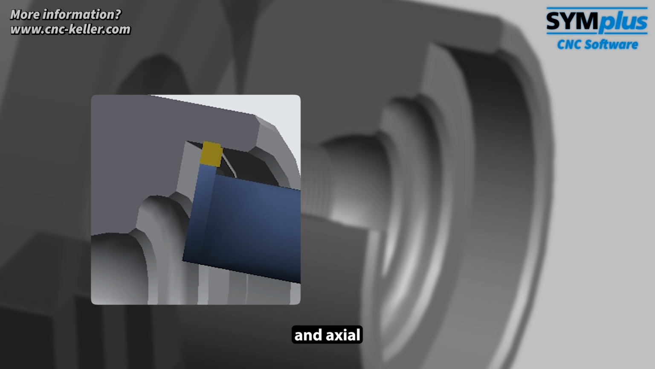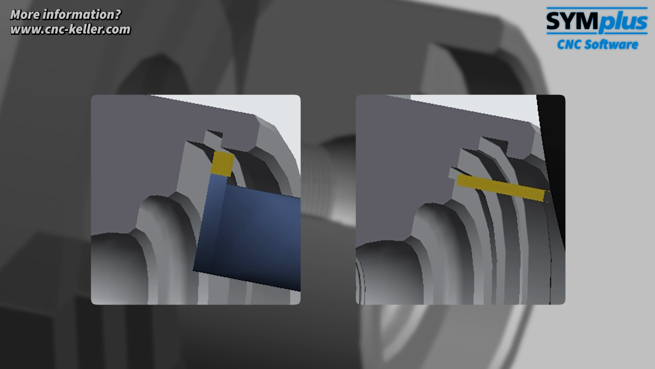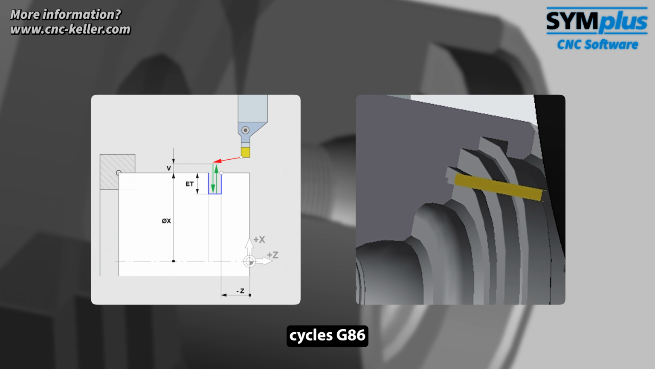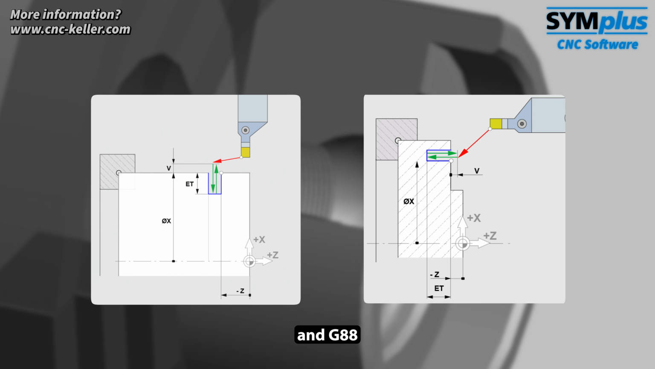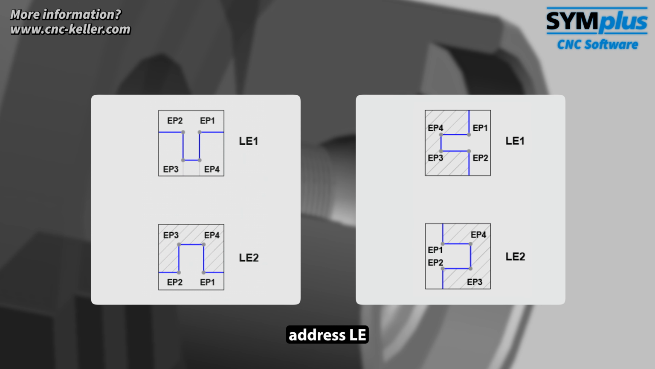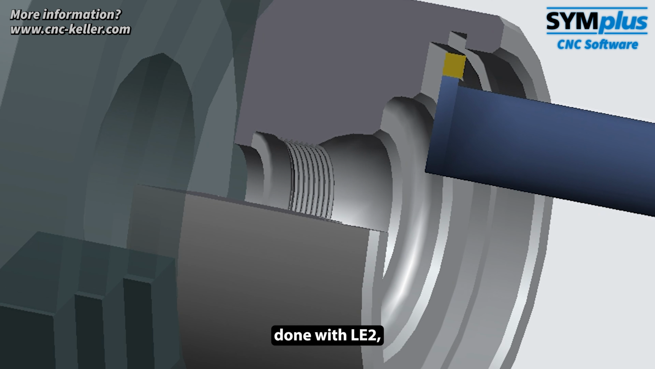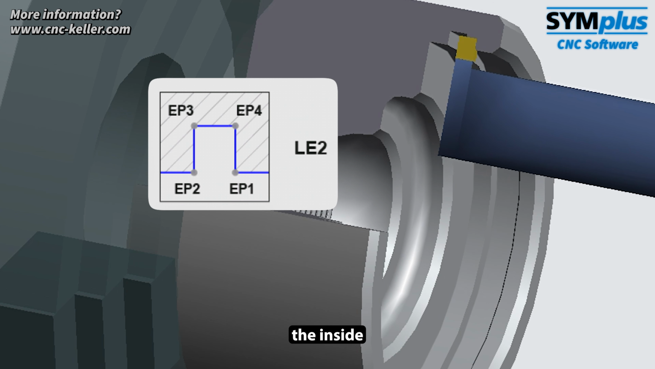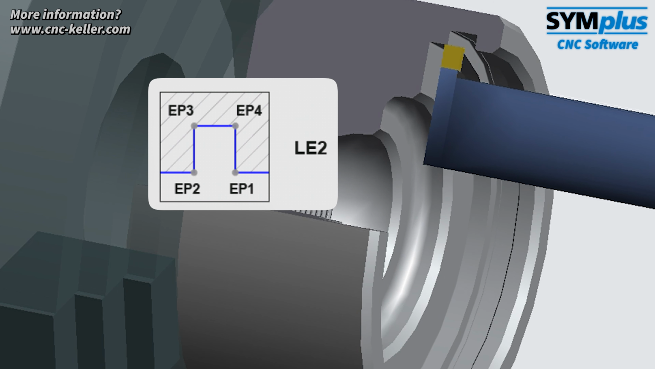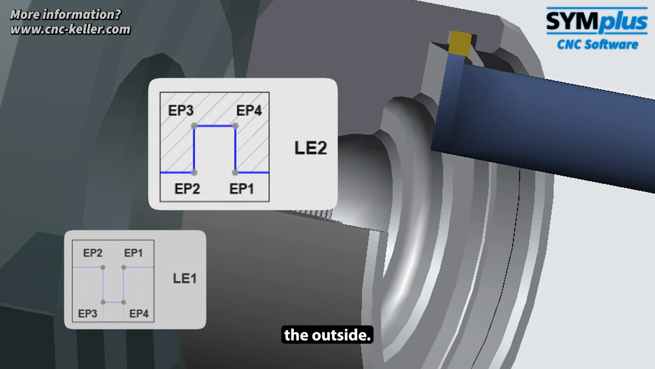Finally, radial and axial grooving is carried out. The grooving cycles G86, radial, and G88, axial, use the address LE to define the groove position. In this program, that means radial grooving is done with LE2, which is from the inside across the axis. LE1 would be from the outside.